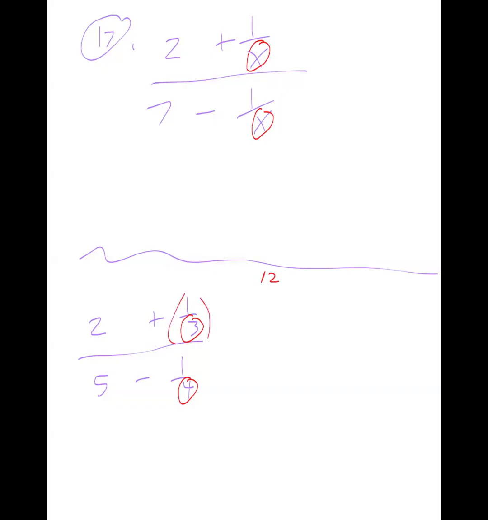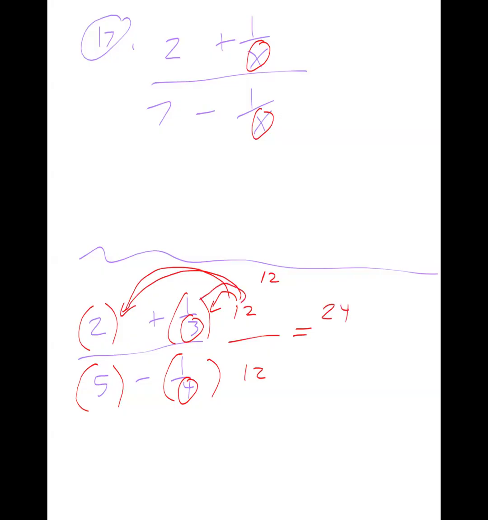If you multiply the top of the big fraction and the bottom of the big fraction by the common denominator, then it's going to distribute to each of the little fractions. And that's going to eliminate the fractions. So what is 12 times 2? And then watch this. What's 12 times 1? And then go to the bottom side. What's 12 times 5?